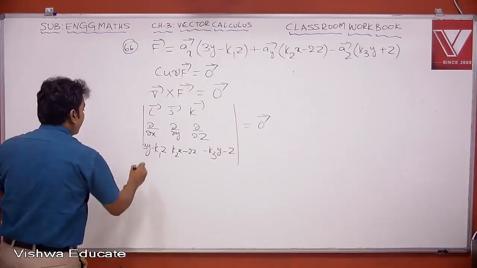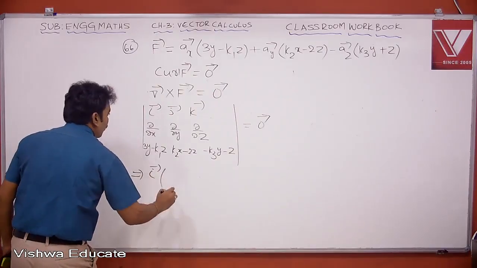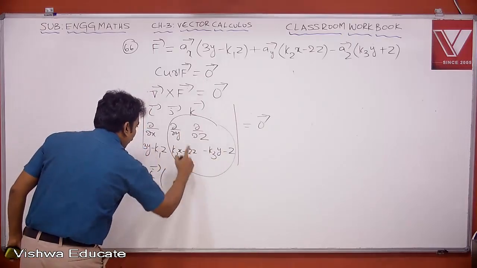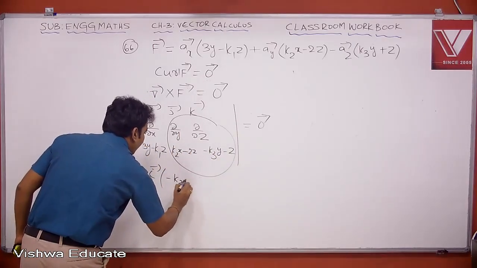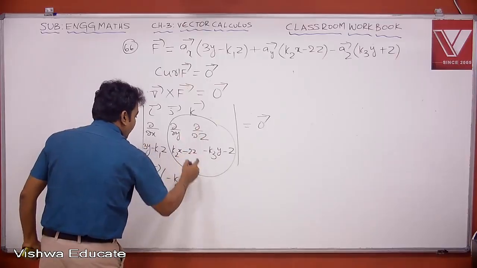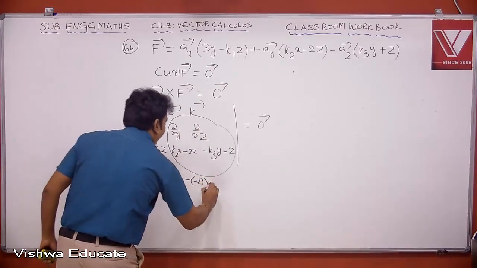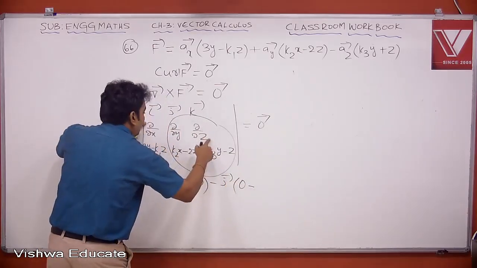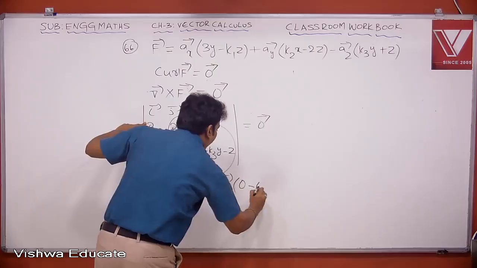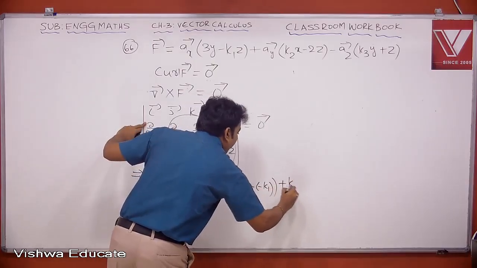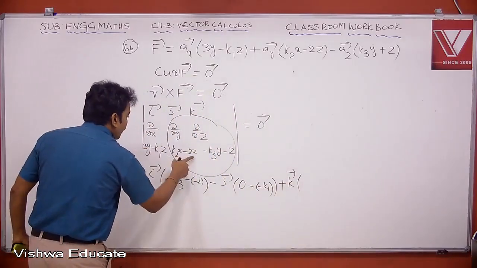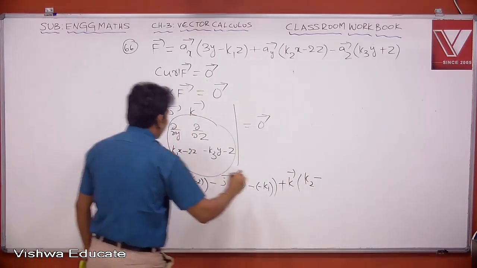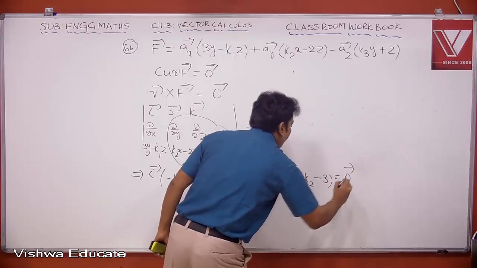Now apply det value. So this implies i bar into det of this block. So dou by dou y of this is minus k3 minus dou by dou z of this, minus 2, minus j bar into dou by dou x of this, 0, minus dou by dou z of this, so minus k1, plus k bar times dou by dou x of this, you will get k2, minus dou by dou y of this, it is k3. So equal to null vector.